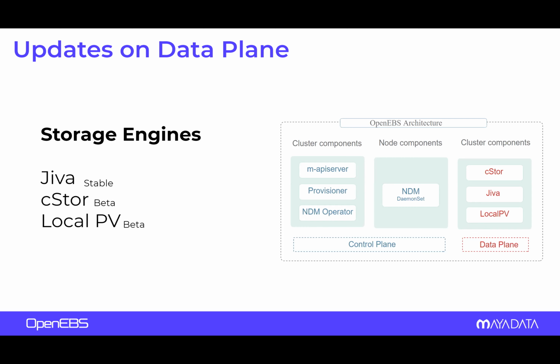And many users recently came to the community and started mentioning why they use local PV, even in production, although it's the latest and newest storage engine, because it doesn't have a layer between the disk and the data. But at the same time, it doesn't provide high availability. It is used if your application provides replication and you don't need another layer of storage replication.